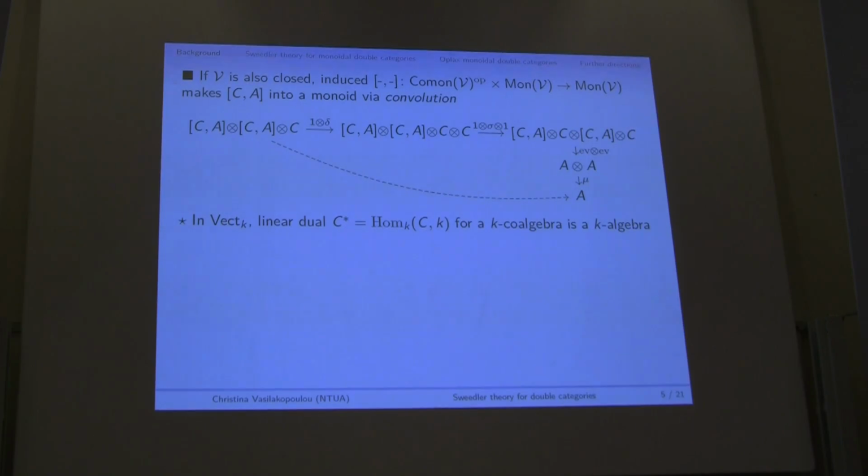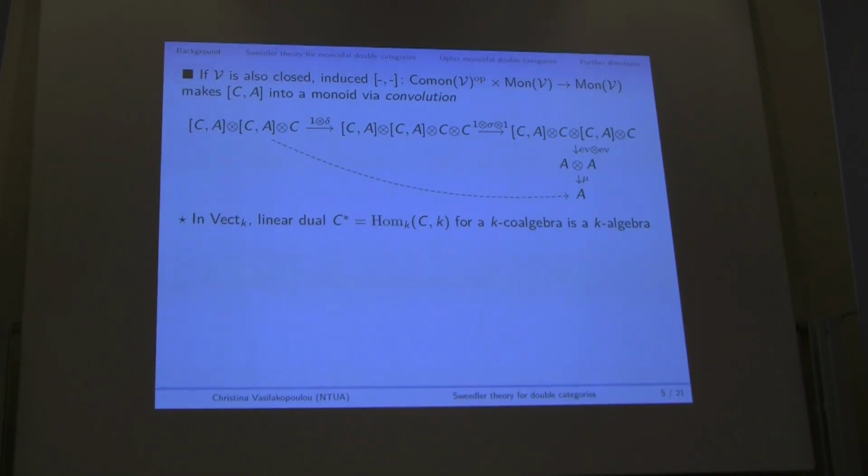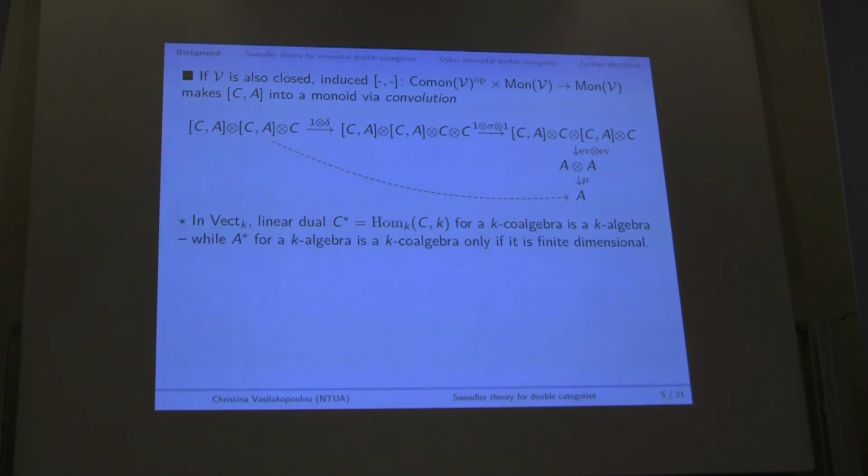In vector spaces, of course, as a particular case, we get this well-known fact that for any coalgebra, taking the linear dual, so the homs out of it down to K, has naturally the structure of an algebra. So this is a special case of what I wrote above. But if one tries to do the same with an algebra, it's not true. If I take the linear dual of an algebra, it is not naturally a coalgebra unless it is finite dimensional. And this has to do with the fact that the dual of the tensor is isomorphic with the tensor of the duals when we have the finite dimensional case.